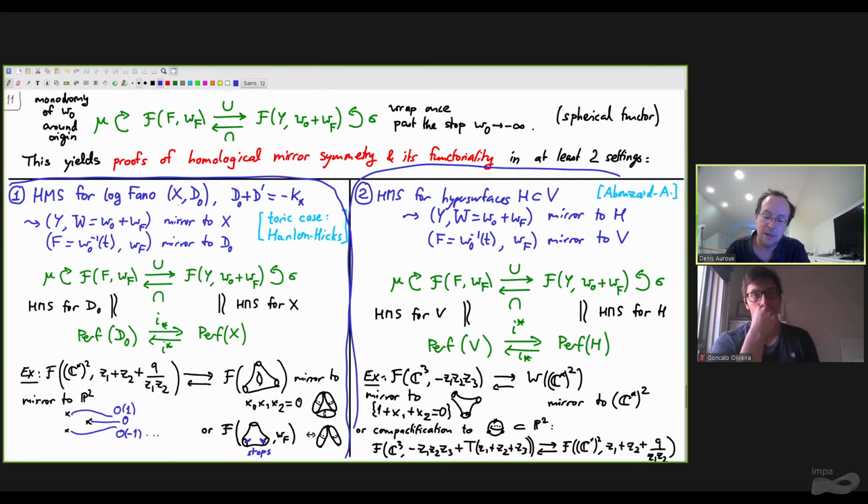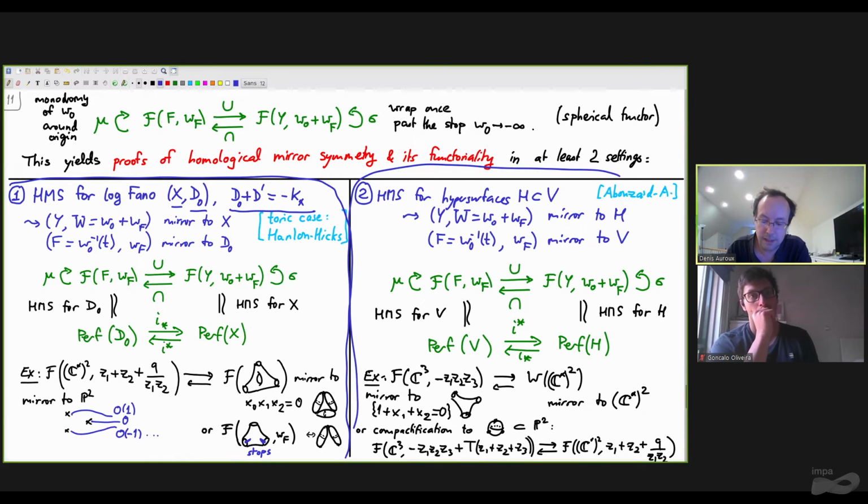start there. If I have a Fano variety X, together with a divisor, a hypersurface D0, and I assume D0 is less than the first Chern class, in the sense that I can add another effective divisor D prime to get to the first Chern class, or if you want the anti-canonical. Then, for example, this could be CP^n relative to a hypersurface of degree at most n.